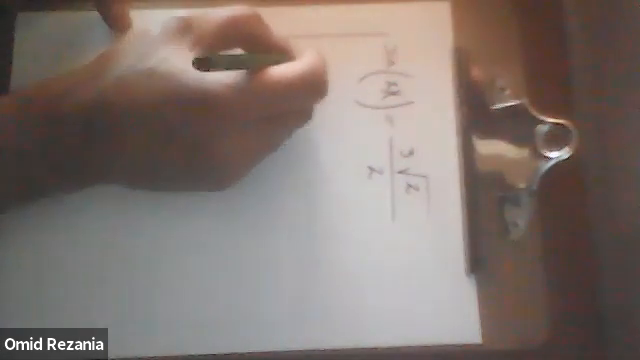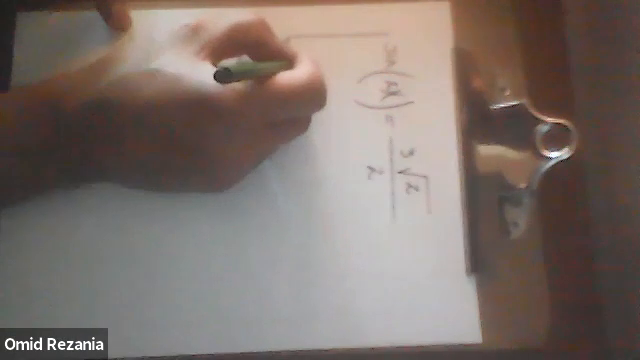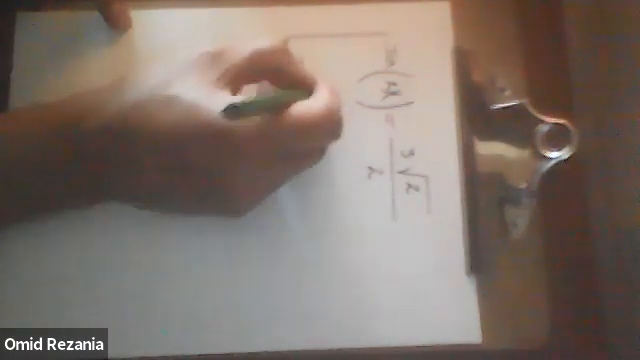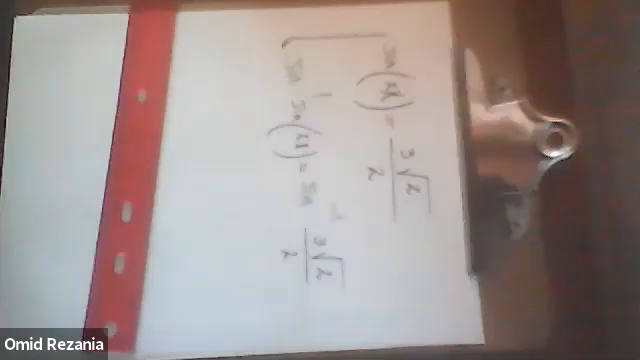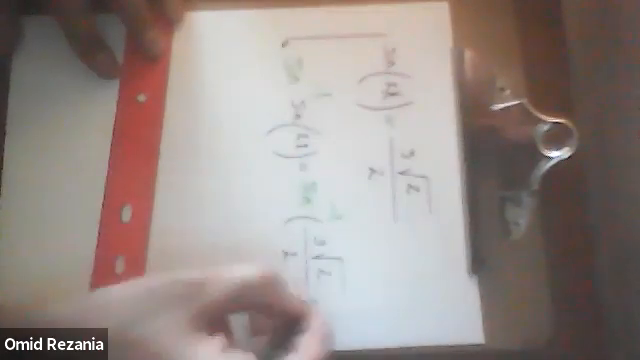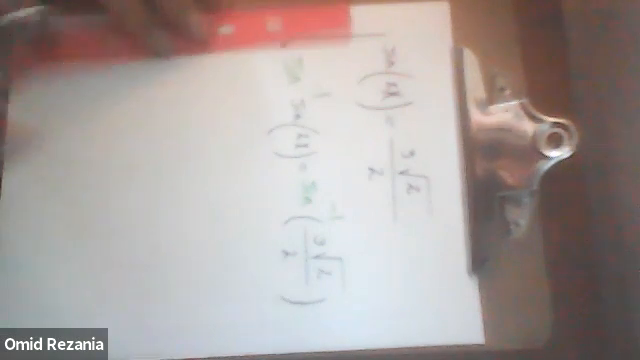That's why I take, from both sides, sine inverse of sine 2x equals sine inverse of this term. So far, good? I only took sine inverse from both sides.